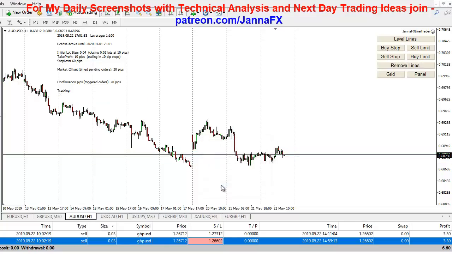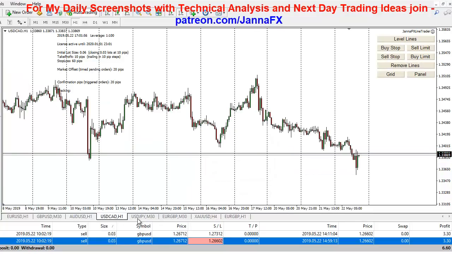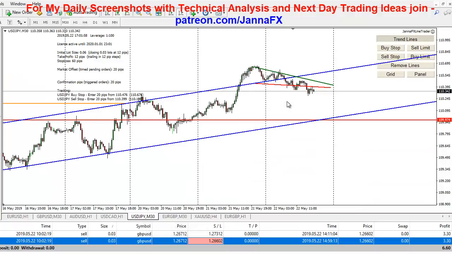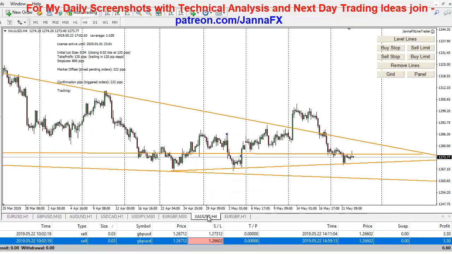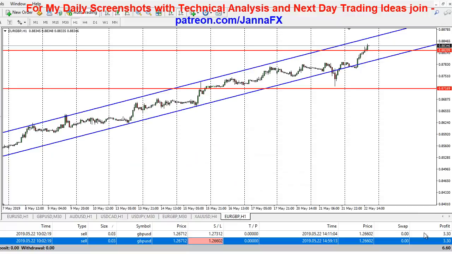Well, dollar CAD was no trade at all. Dollar yen, as you can see, nothing happened either. So it's a very slow market. So I'm just going to remove the levels again for today. And the euro pound moved up. Okay, so it didn't trigger the sell order, so I'm removing it, and there's nothing else. So now we're waiting for evening news.